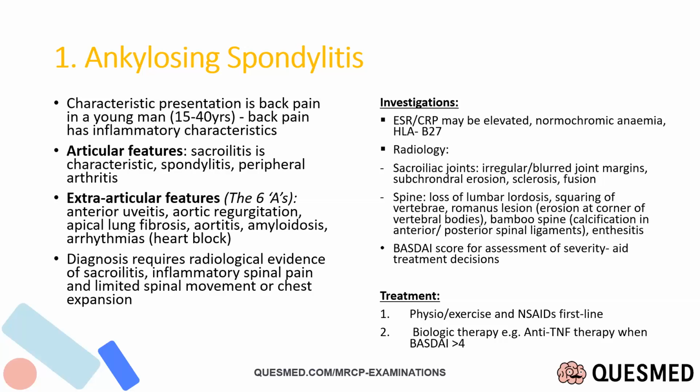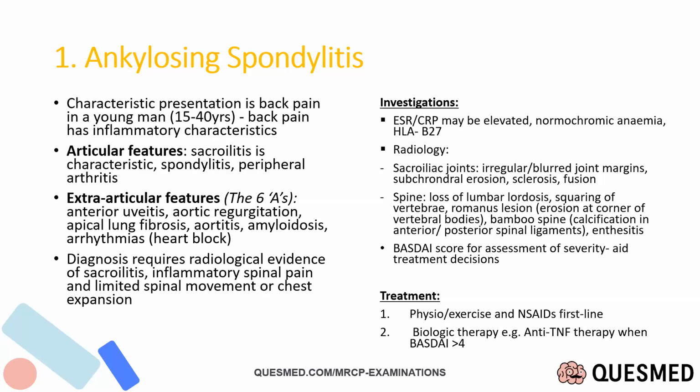And I like to think of the extra articular features as the 6 A's. So you have anterior uveitis, aortic regurgitation, apical lung fibrosis, aortitis, amyloidosis, and arrhythmias. And they're something to remember because you may get little clues in the question stem in someone with back pain, and you need to be thinking about ankylosing spondylitis.